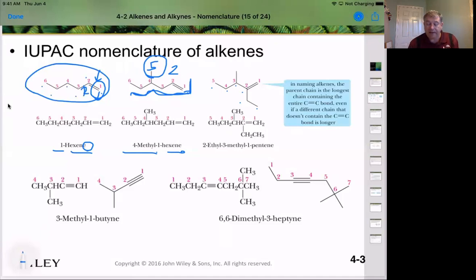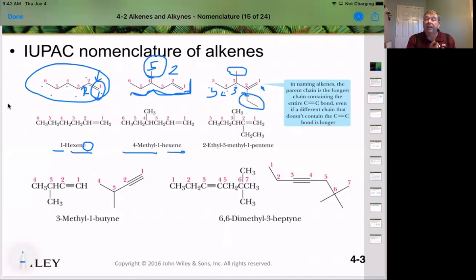That means we have to label from this side 1, 2, 3, 4, 5. Now, if we labeled from the other side, that would put the first carbon of the alkene at the 4 carbon. So we must label from this side here. And even though it gives us a longer parent chain to not include it, we must include it in our name because the compound is named for the alkene. So it must be included in that. So now we just have to label our substituents. We have an ethyl substituent and we have a methyl substituent.